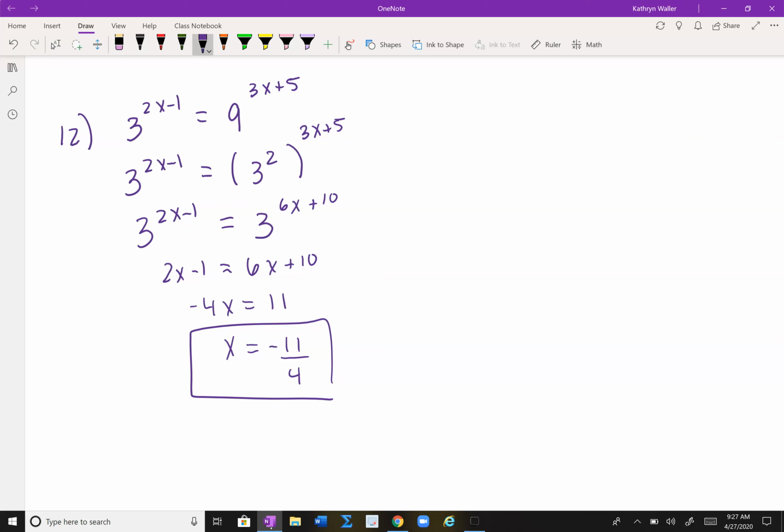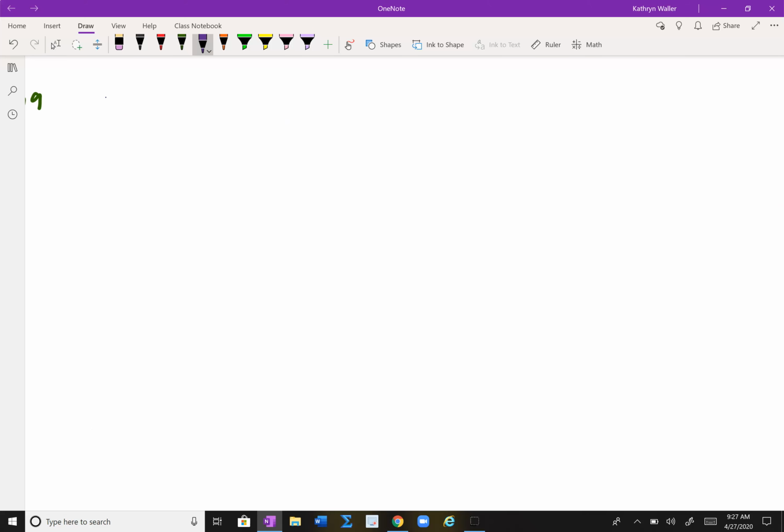So here's what I would do. I'd go negative 11, divide 4, store, enter. Then I'd put this left-hand side in, and I'd go 3 to the parenthesis, 2 alpha x, enter, minus 1, close it, enter, and I got 0.00079. If I get the same thing over here, I got it. So go 9 to the parenthesis, 3 alpha x, enter, plus 5, close it, enter. I got the exact same thing, so I know I did it right. Okay, number 13.